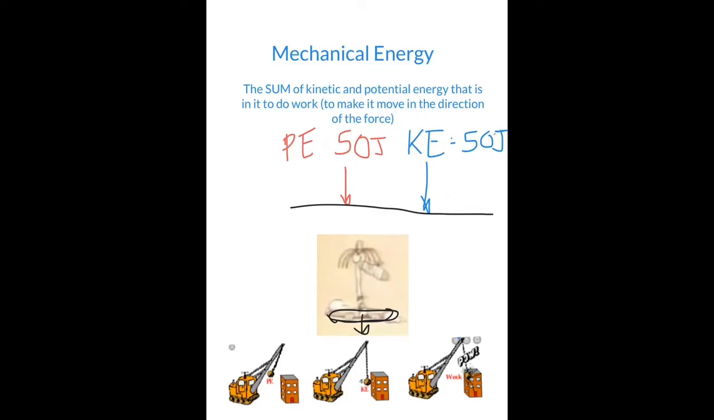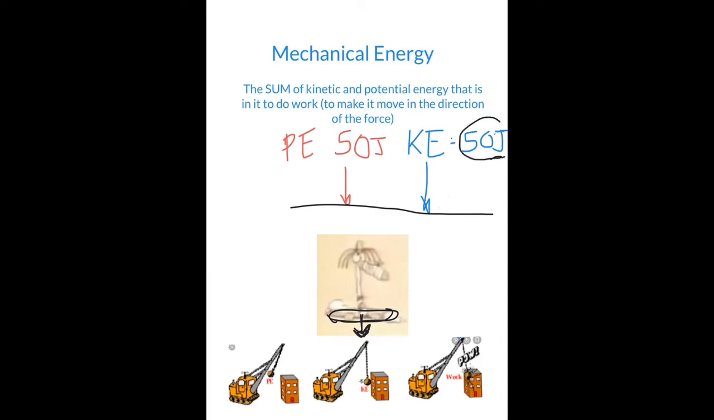This has to do with mechanical energy. So mechanical energy is the sum of kinetic and potential energy that is in it to do work, to make it move in the direction of the force. So basically the definition of to do work is basically to move something, if you will, in the direction that you hit it. So the giant was falling, right? And he hit the ground going down. And did he do work on the ground? Well, he displaced all this ground, so he actually moved the ground, so he did work on it. So what happened is mechanical energy was done to the ground.